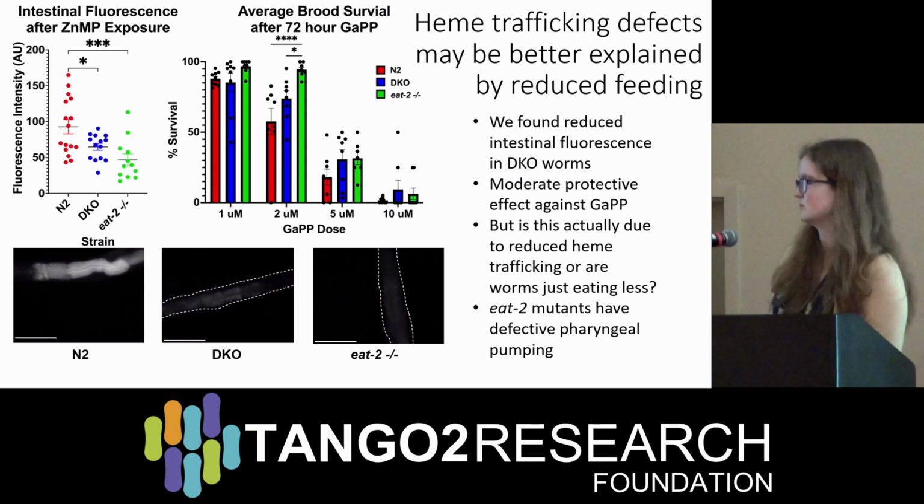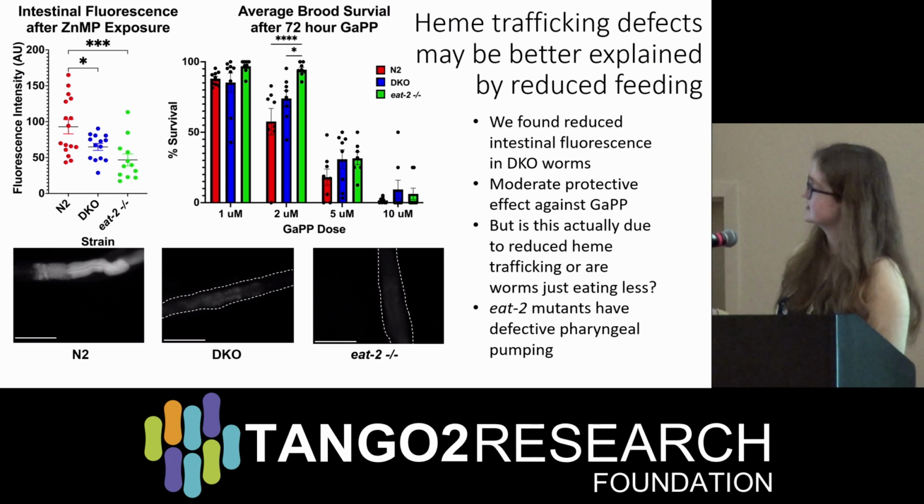But as we were observing the worms, we noticed that these worms were going through their food less quickly than our normal worms. So we thought maybe these worms aren't eating fast enough, and so that's why they're not getting as much of this fluorescent compound into their intestines, so their intestines aren't as red as normal worms.